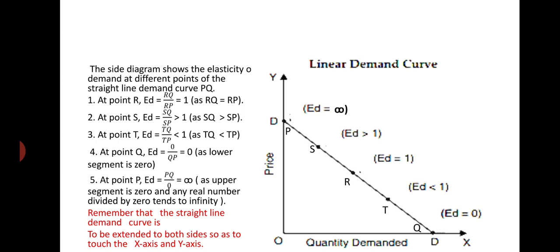Why is it greater than 1? Because SQ is greater than SP. The lower segment is greater than the upper segment. That's why elasticity of demand is greater than 1.